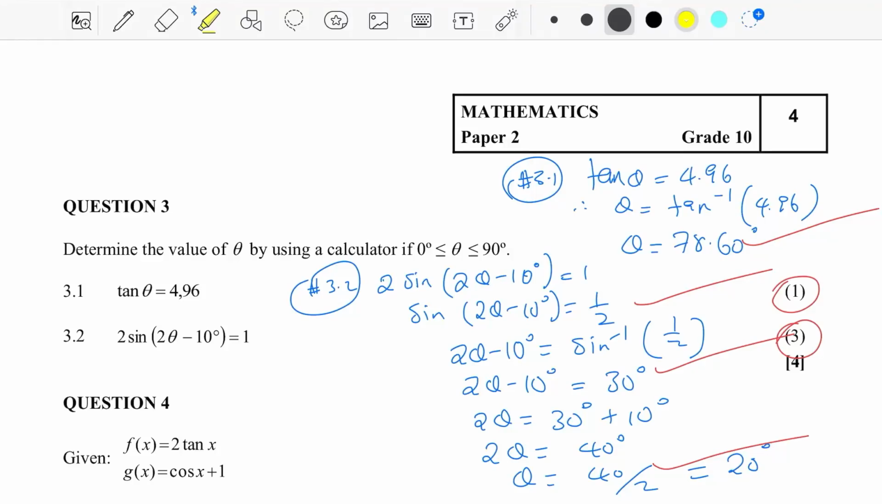So in this video, you're going to learn trigonometry. In fact, you're going to learn how to determine a value of theta between 0 and 90 degrees. And these are the questions.